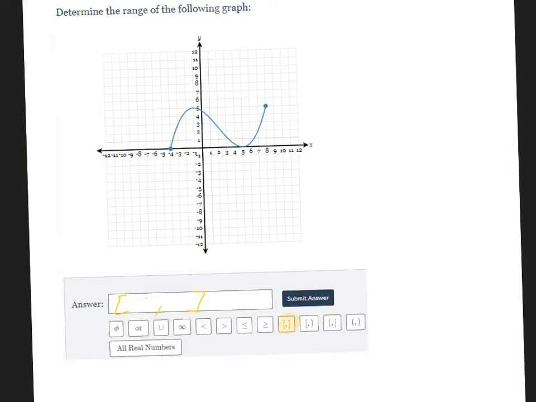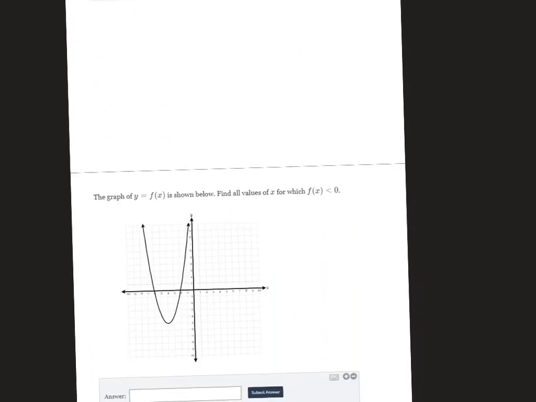Okay, now looking for my range, that just means what's my lowest point to my highest point. Well, the lowest that this thing goes is 0, and the highest that this thing goes is 5. So if you type this in, it should say that you are correct. Okay, so let's look at the next one.